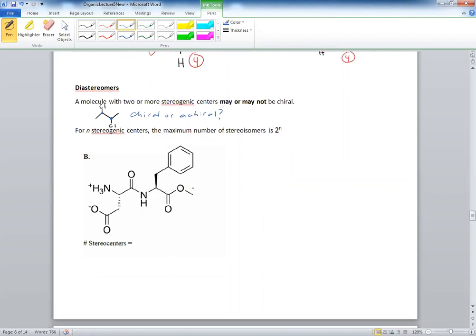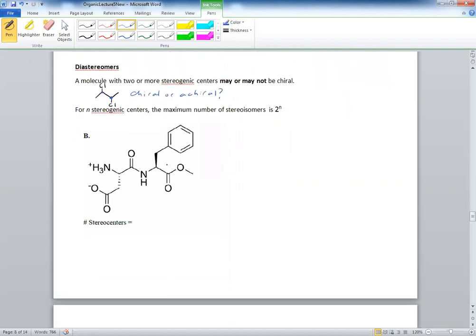However, let's look at an example of what's the maximum number of stereoisomers that we can have if we have multiple stereogenic centers. Well, the formula is simple. You always take 2 to the n, where n is the number of stereogenic centers, or stereocenters.